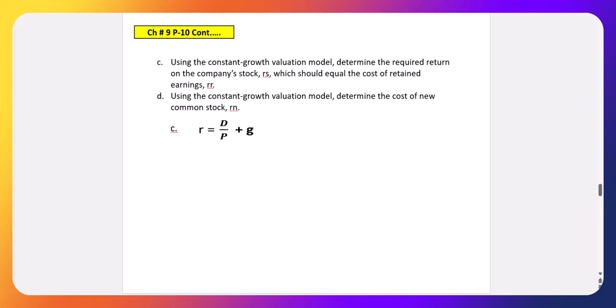So we're going to use the constant growth valuation model to determine the required rate of return of the common stock, which would equal the cost of retained earnings. When we plug in the values, we have to remember, with the growth sitting at 6% a year, we multiply the dividend times 6%, divide it by the stock price, and then add the growth rate to it, and we get a required rate of return, or the cost of common equity, at 12%.